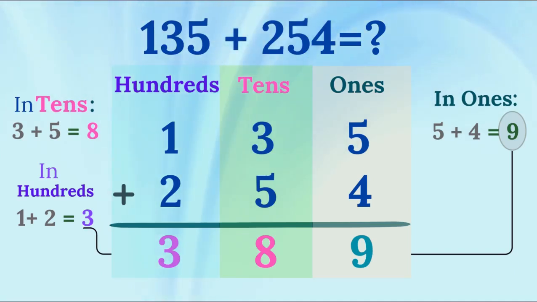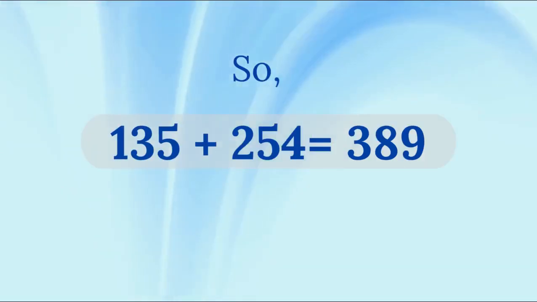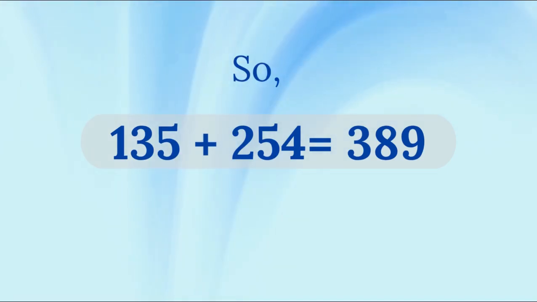5 plus 4 equals 9. We put 9 in the ones place. Next, we add the tens place. 3 plus 5 equals 8. We put 8 in the tens place. Finally, we add the hundreds place. 1 plus 2 equals 3. So, 135 plus 254 equals 389.